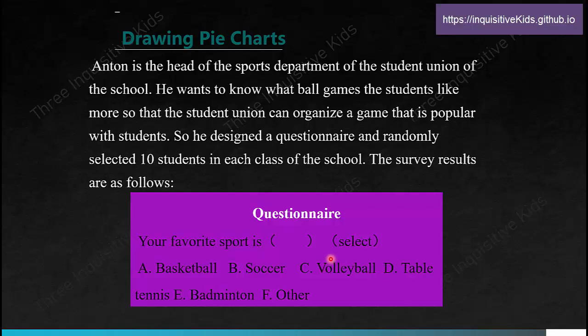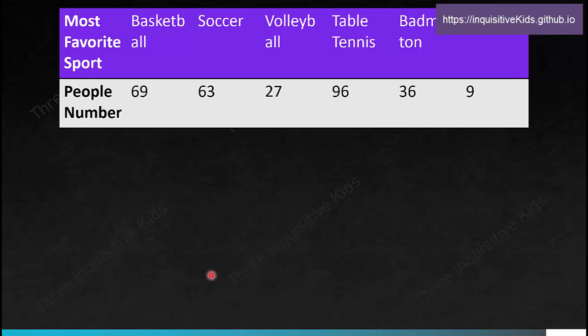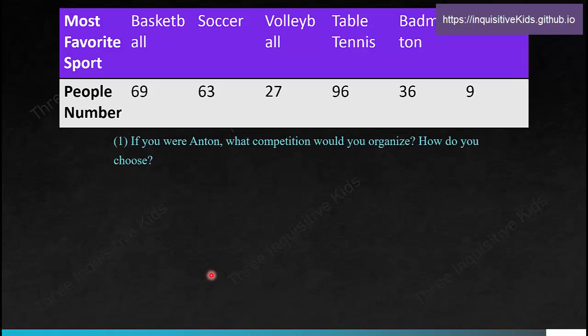And then he made up a questionnaire to survey 10 random students from each class of the school, and ask them about their favorite sport, where the options they could select are A basketball, B soccer, C volleyball, D table tennis, E badminton, and F other. And after collecting all the results, this is the table he got. I'm going to ask you a few questions. If you were Anton, what competition would you organize? How do you choose?